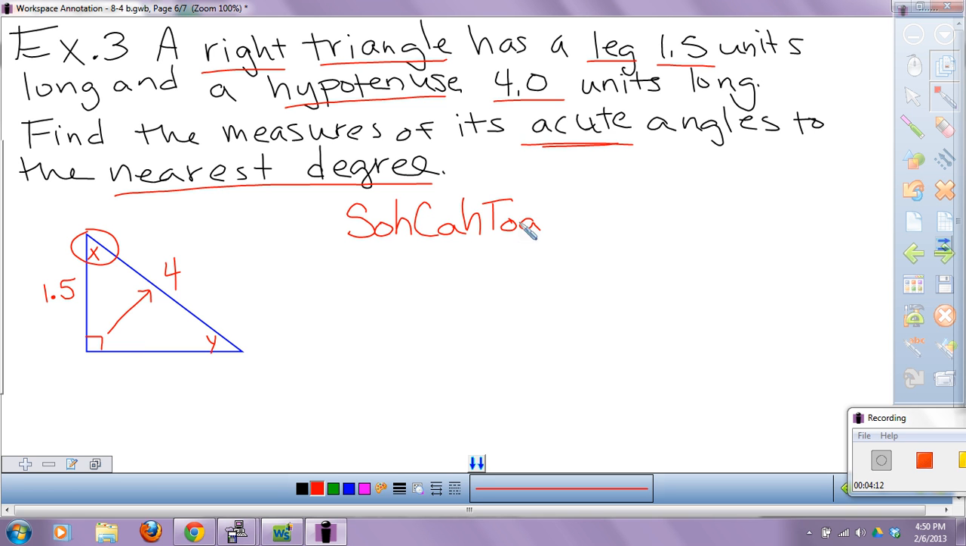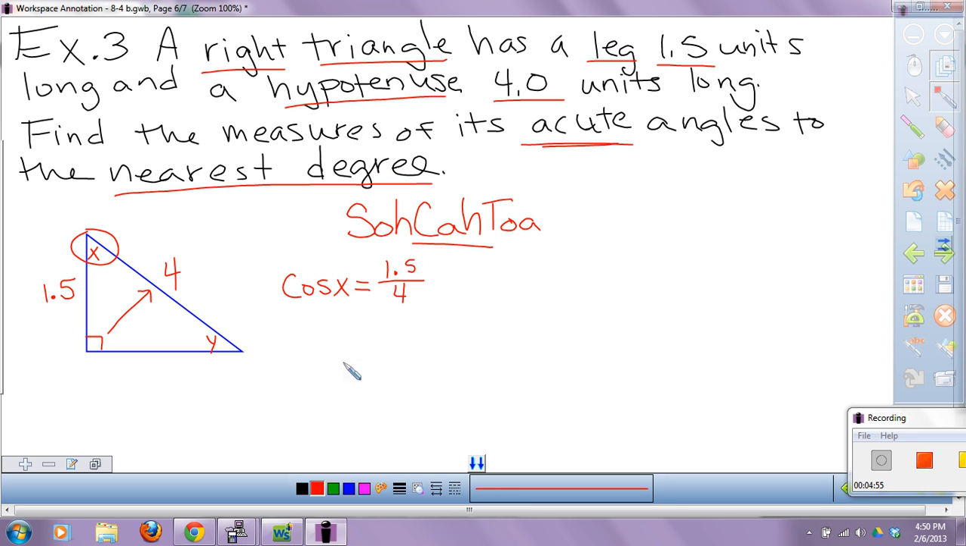I've got to figure out which one of these to use so that I can find the measure of x. So let's look at what we know in relation to x. In relation to x, 1.5 would be your adjacent leg, while 4 is your hypotenuse. So if we're finding x, we have the adjacent leg and the hypotenuse. Which one of these ratios would we use? Adjacent and hypotenuse. Cosine, adjacent over hypotenuse. So cosine of your angle equals the adjacent leg divided by the hypotenuse.